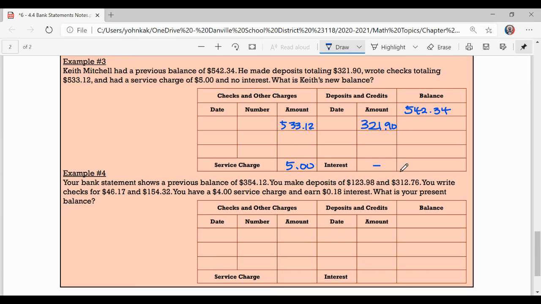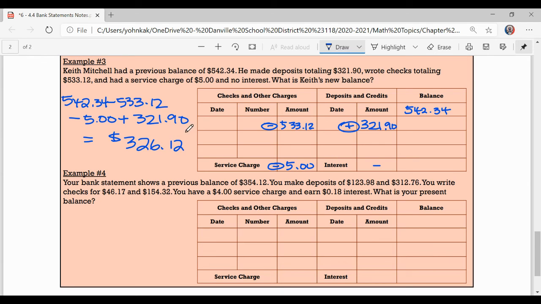What is Keith's new balance? So when you've got checks, those are subtracted. When you have deposits, those are added. When you have a service charge, that's subtracted. So if I take my original balance, 542.34, subtract off the checks, subtract off the service charge, and then add on the deposits. That gives us $326.12.